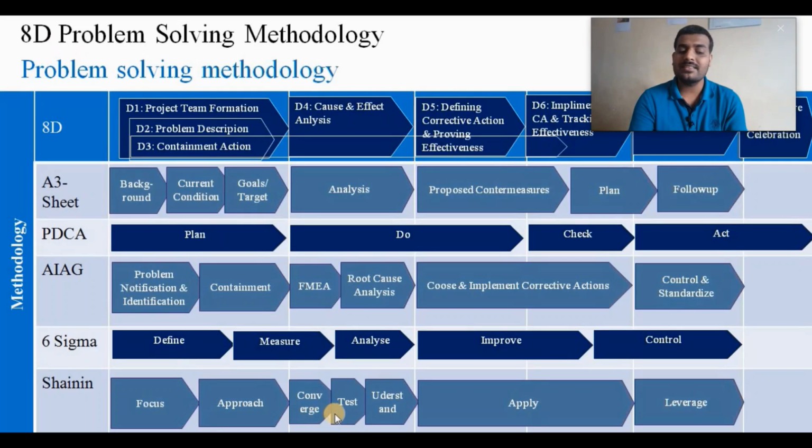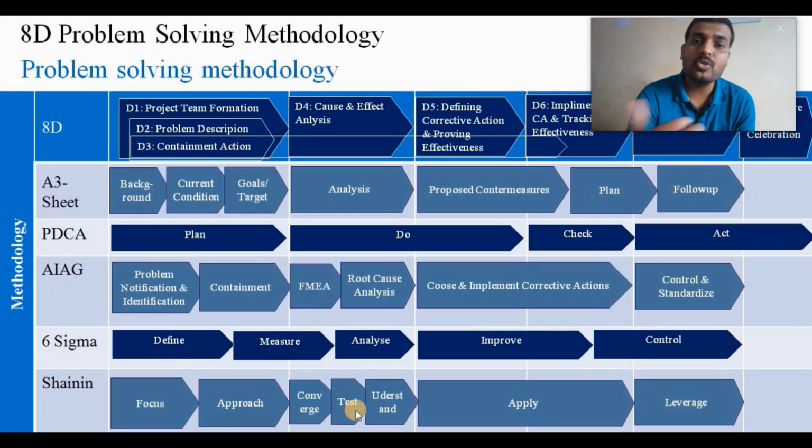In the next, that is the test phase, this suspected Red X candidate is put on trial, and by turning the Green Y on and off, the suspected Red X candidate is converted to the confirmed Red X candidate. In the next phase, that is understand, this confirmed Red X candidate is converted to the controlled Red X candidate.